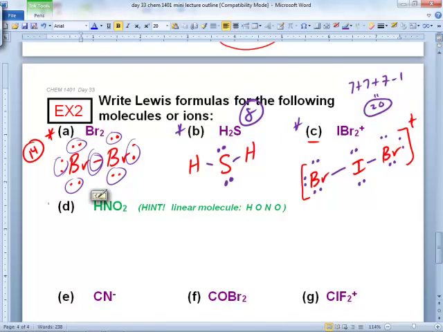Okay. Let's do HNO2. Now it's HONO. Follow the hint. It's linear. When you have those oddballs like that, they're always going to give them to you. HONO. Figure out what your total is, then start and connect stuff. Try to make octets.